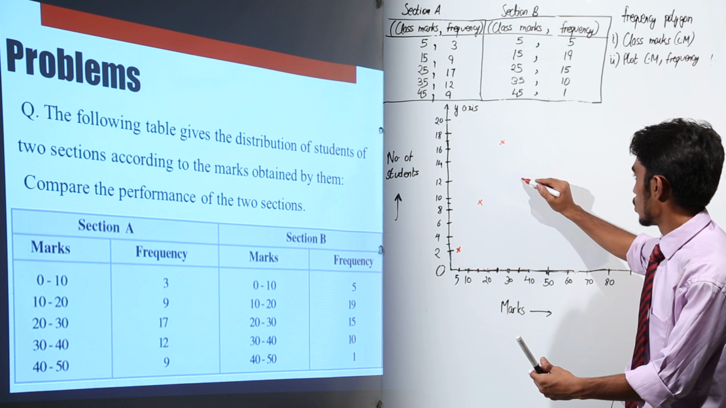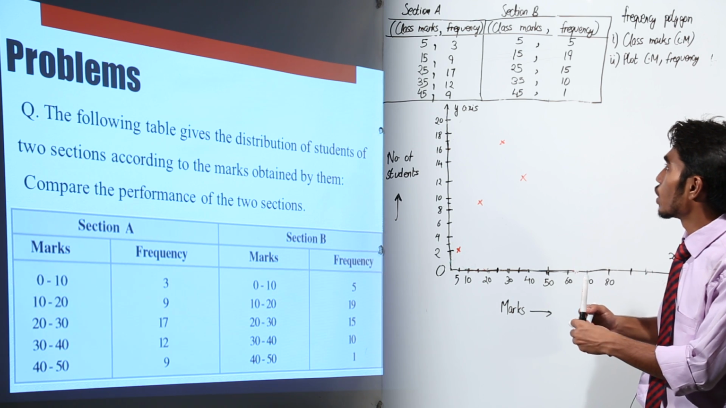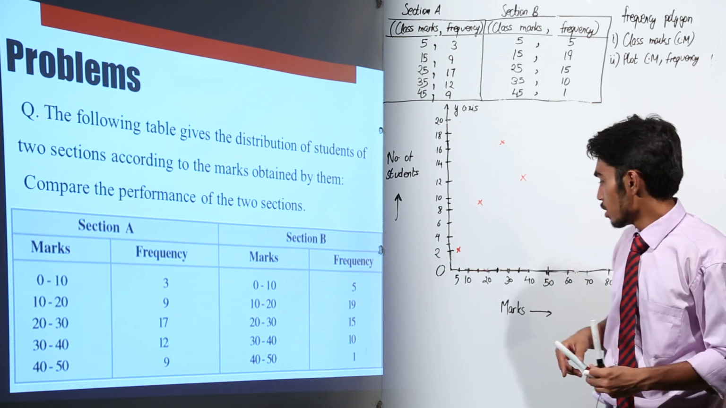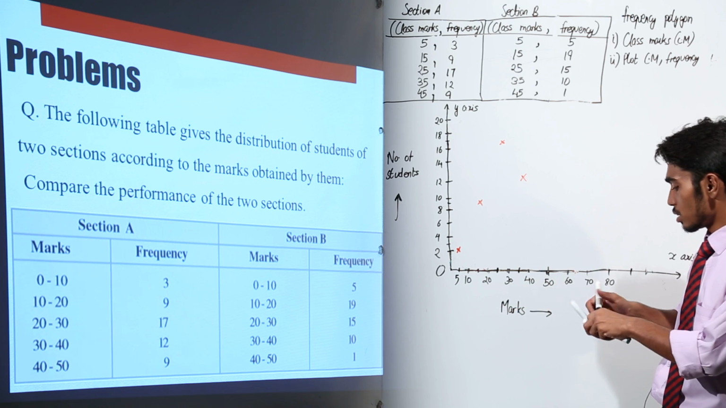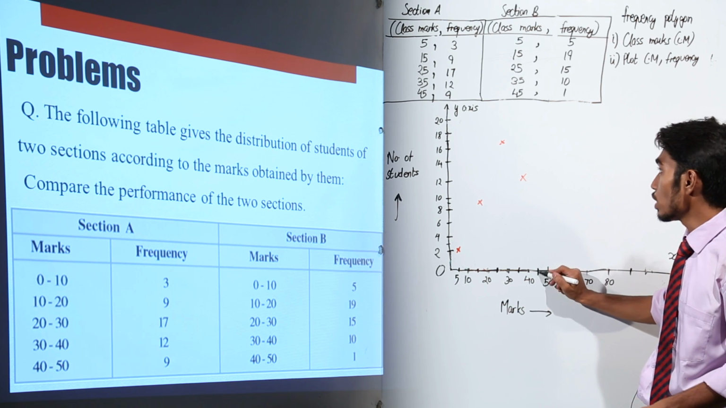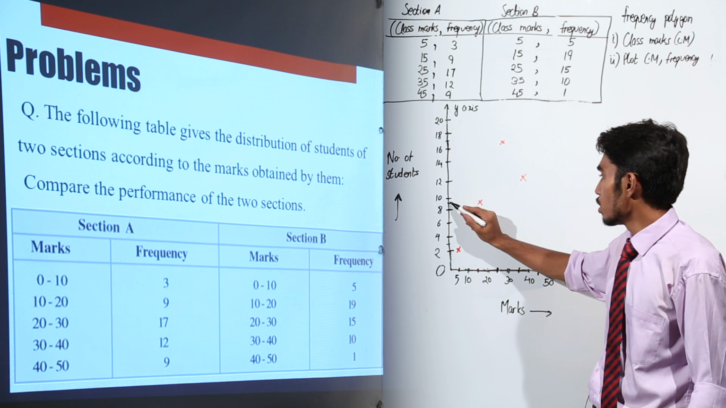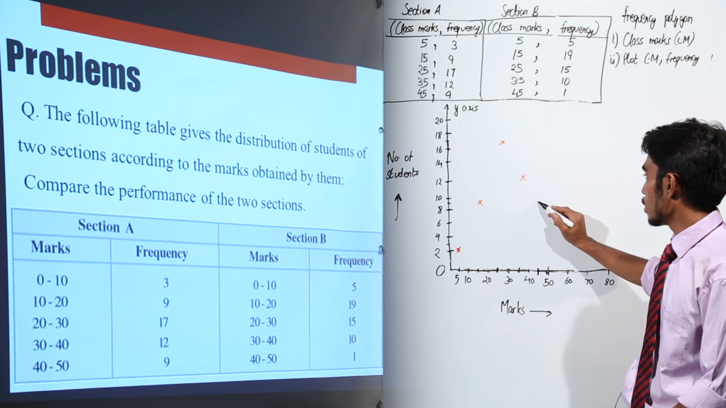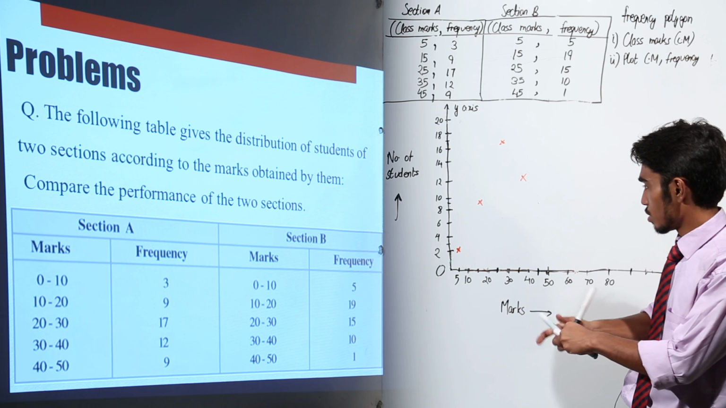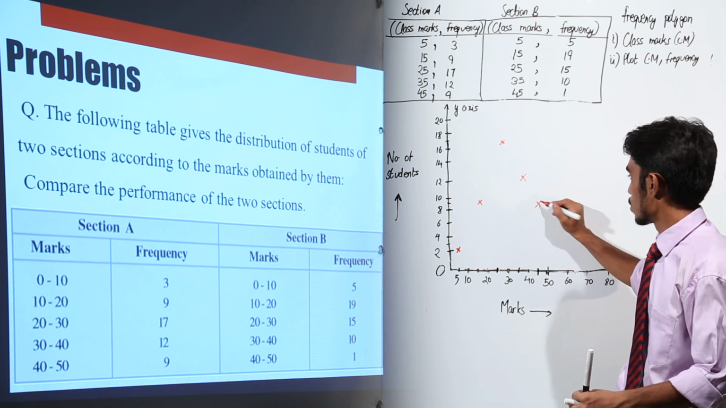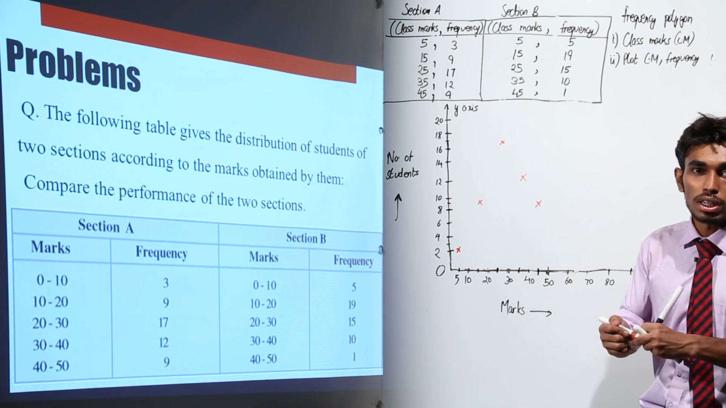So 35 and 12, so this becomes 35 comma 12. 45 comma 9, 45 on the x axis, that is, this one is 45 and 9 is here. So 45 comma 9 is somewhere here, right? So we have got all the points, right?